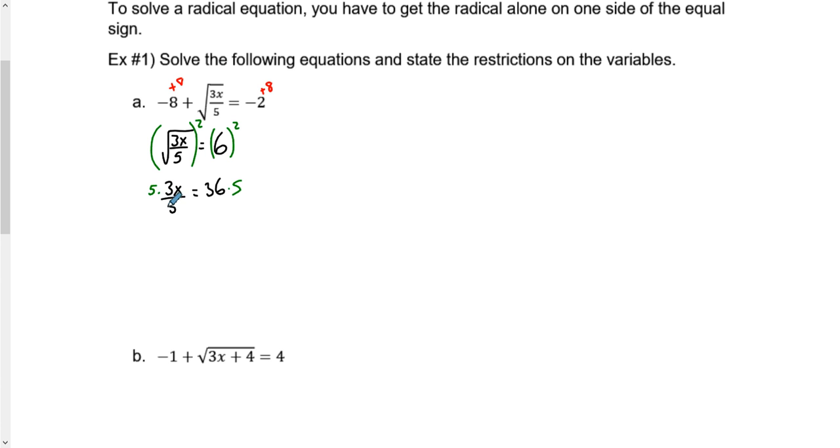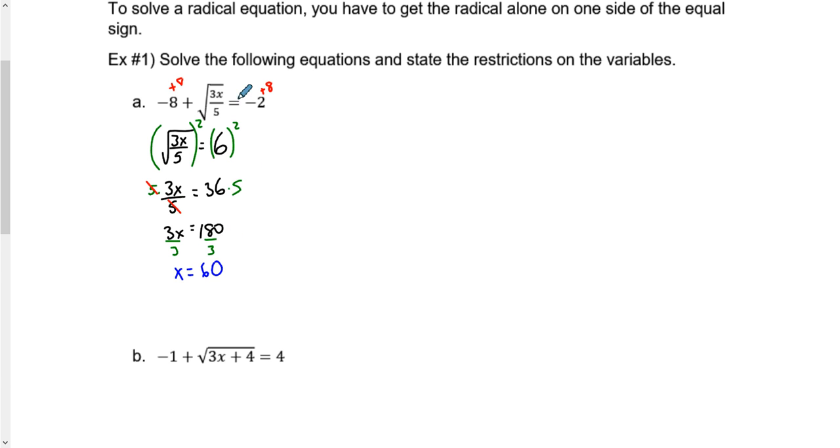That would cancel off the 5s. There we go. And 36 times 5 would be 180. Divide by the 3. And x would be 60.